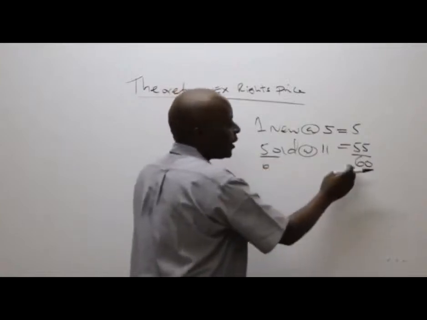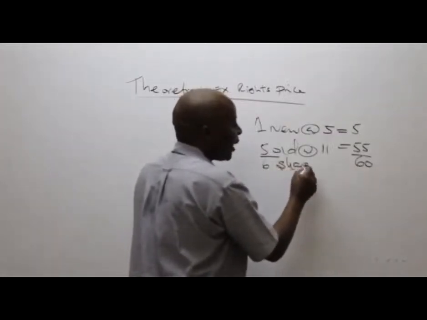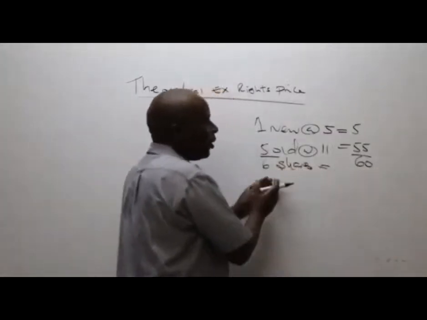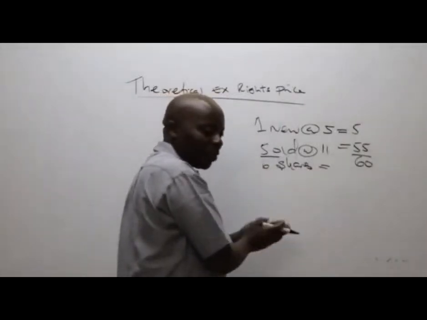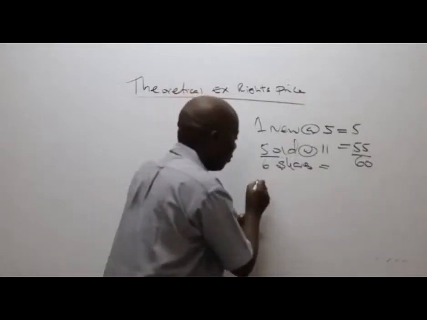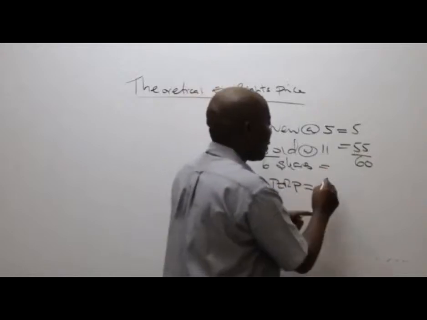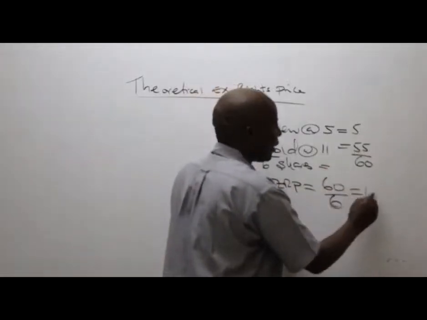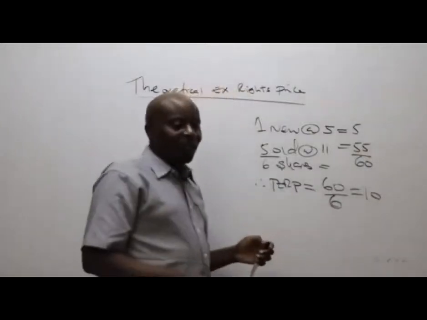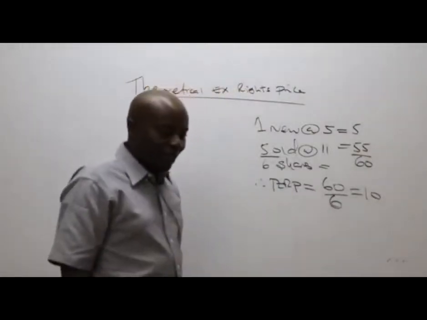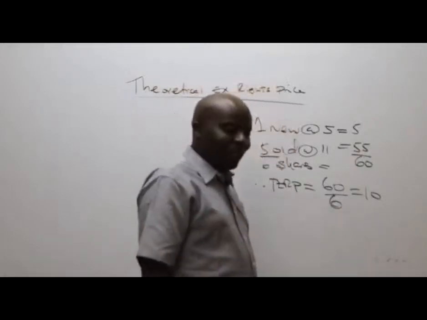6. So we are saying that 6 shares are worth 60 bob. Then how about 1 share? Once you give us that 1 share, then you are giving us the theoretical X-rights price. Therefore, the theoretical X-rights price here will be 60 divided by 6, which gives us 10. The theoretical X-rights price is 10. That is so important to me.